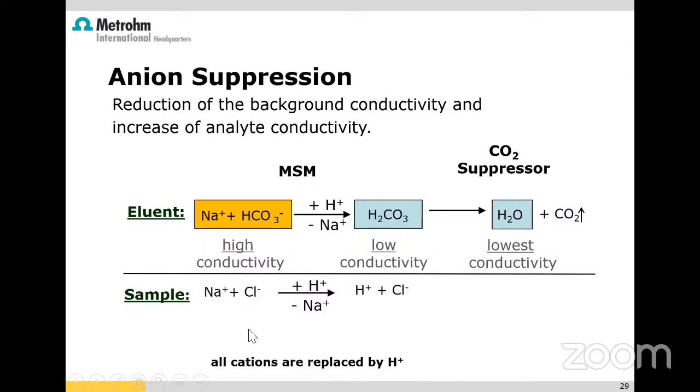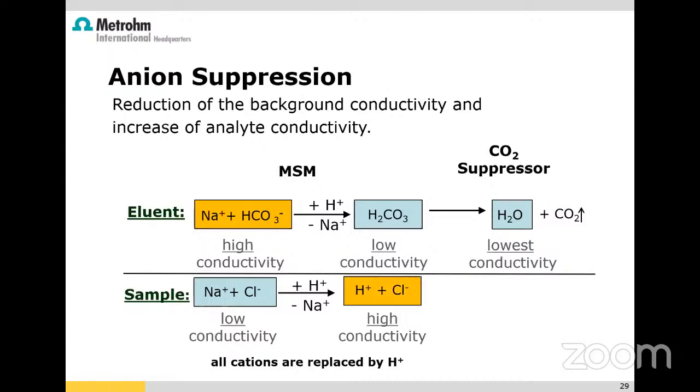Now, let us look at the sample. My sample was sodium chloride. When it passes through the suppressor coming out of the column, all the sodium is trapped and it is converted to its respective acid. So when sodium chloride is converted to HCl, that means it is getting converted to an acid. And acid has high dissociation. When there is high dissociation, there is high conductivity, and when there is high conductivity, there is high sensitivity.